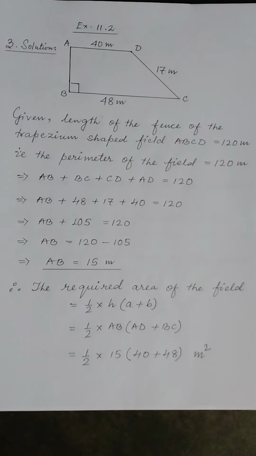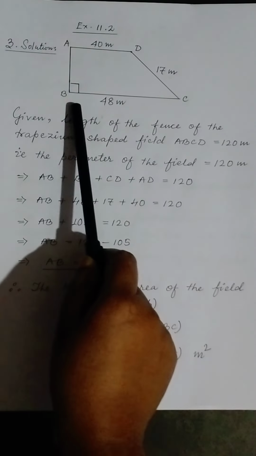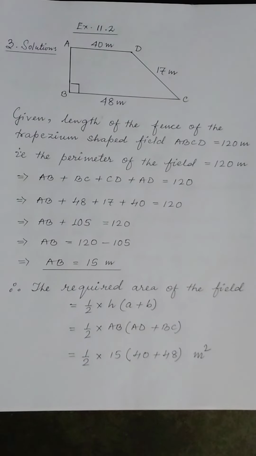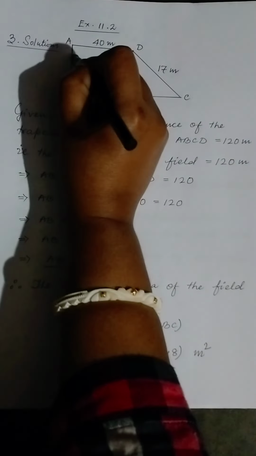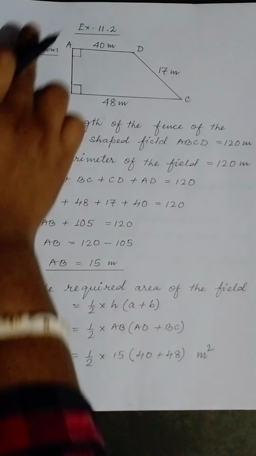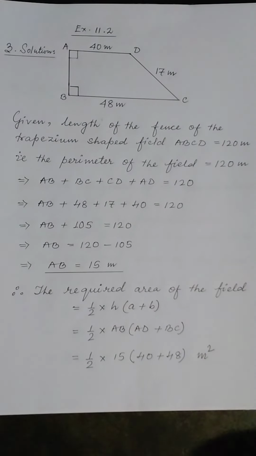Now, here given is what? The length of this side is given, BC given, DC given, AD given. Okay. And one more thing it is given is AB. The side AB is perpendicular to the parallel sides AD and BC. It is also perpendicular to AD. That means what? This is what? The perpendicular distance means it is the height. Am I right? It is the height.